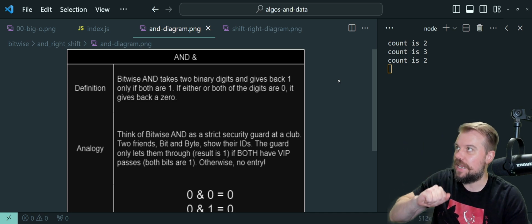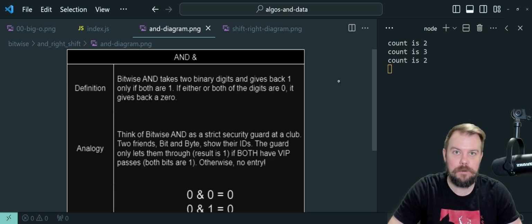So let's take a look at our two operators that we've dealt with today in diagram form. The AND bitwise operator is a single ampersand, not to be confused with the double ampersand for the logical AND. Right? This is not logic. This is bit manipulation here.